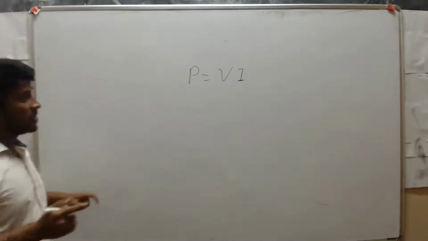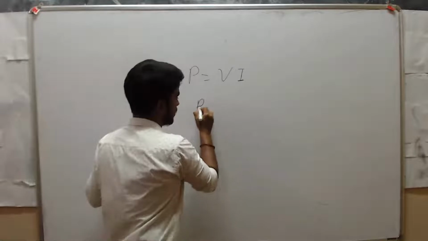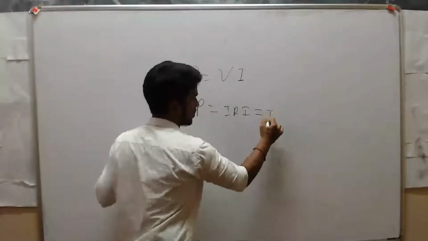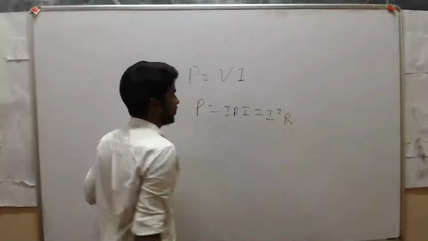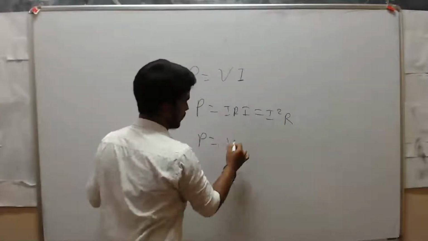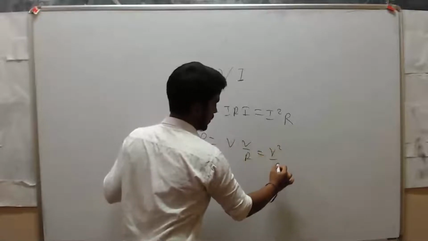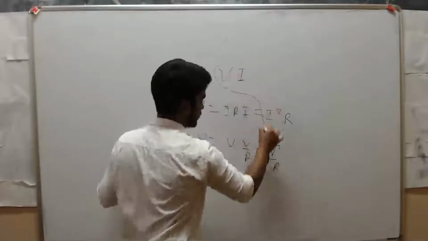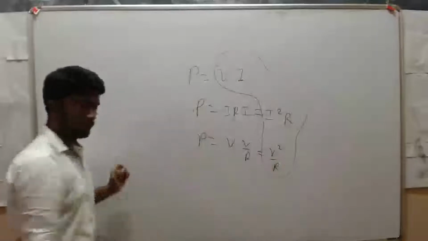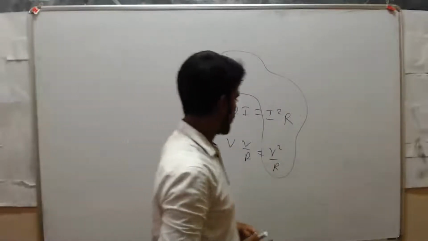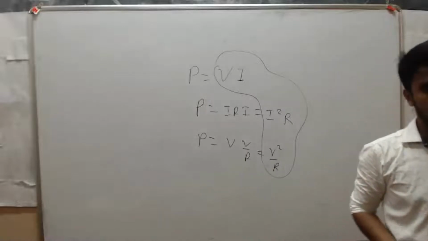So now we can rewrite this formula. Here V equals I into R, right? So P equals V into I, that is I square into R. Next, one more: V into V by R, we can write V square divided by R. To calculate power, we can use these three formulas: either V into I, or I square into R, or V square by R.